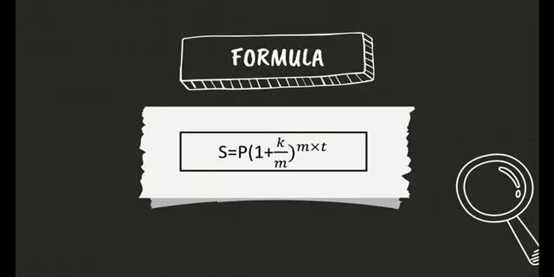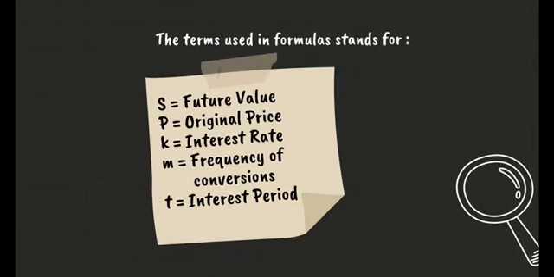This is the formula for compound interest: S = P(1 + K/M)^(MT). The terms used in the formula stand for: S, future value; P, original price; K, interest rate; M, frequency of conversion; and lastly, T, interest period.